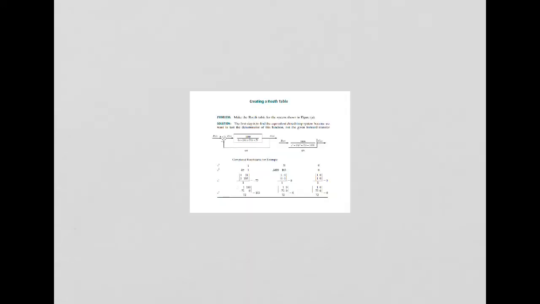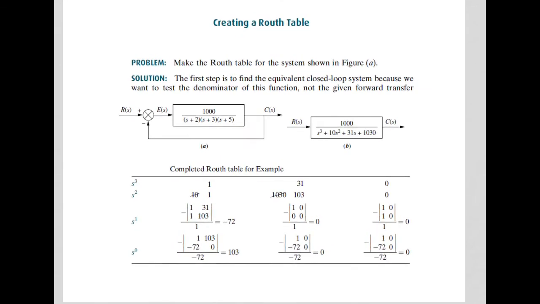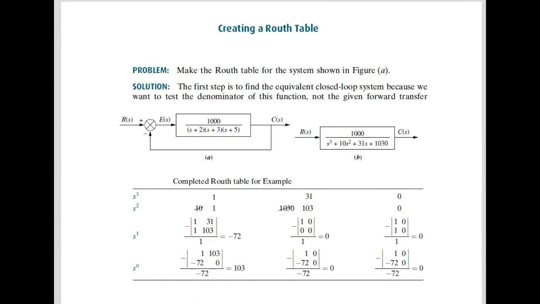Now let us take an example. We have to calculate the Routh table in this case. The system is given, it is a unity feedback system. So the first step is to find the equivalent closed loop system, because we want to test the denominator of this function, not the given forward transfer function. So this is the equivalent closed loop system in this case, which can be obtained by using the feedback formula that we have already discussed. Now the Routh criteria will be applied to the denominator.